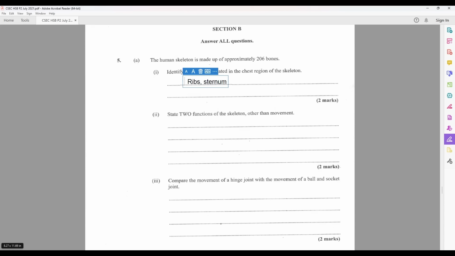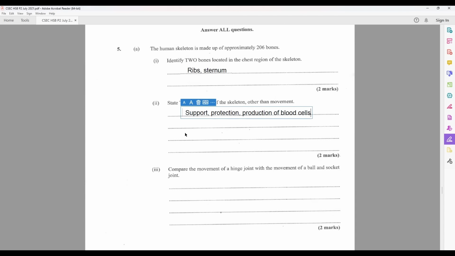State 2 functions of the skeleton other than movement: support, protection, production of blood cells. Remember, your red blood cells and white blood cells are produced in your bones, long bones, and the ribs and sternum also produce blood cells. Compare the movement of a joint.